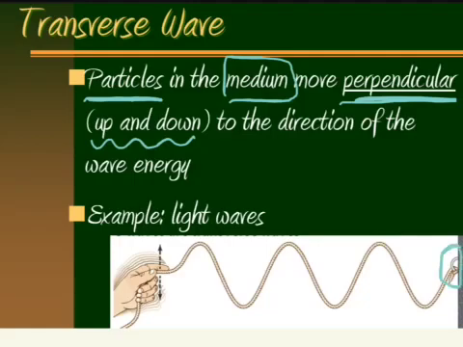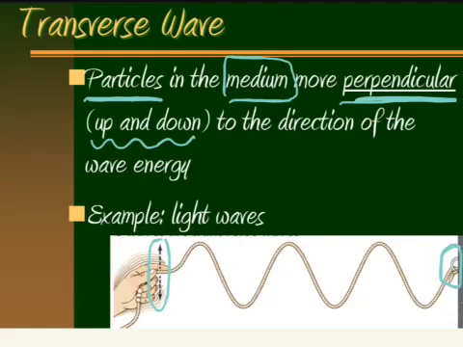If he moves his hand up and down, which is indicated here, then you get a wave that looks like the one shown. Another example of this kind of wave would be the wave at a football game. People are standing up and down, but the wave isn't going up and down. The wave is going around the stadium.